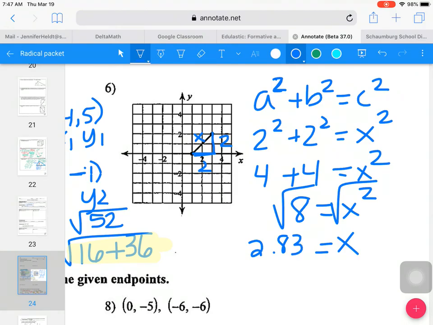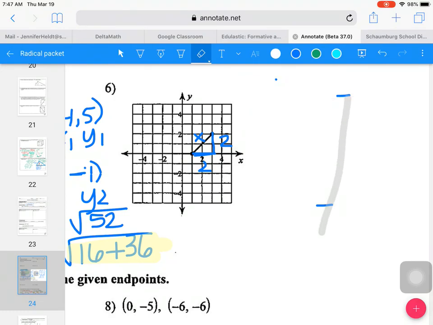Okay, now let's try that same thing again with the distance formula. So remember, we have 2.83 for x. So we're going to practice using that distance formula now, because not everything is going to be given to you on a graph. You actually might just have coordinates. So here's what we got when we used Pythagorean theorem, was 2.83.